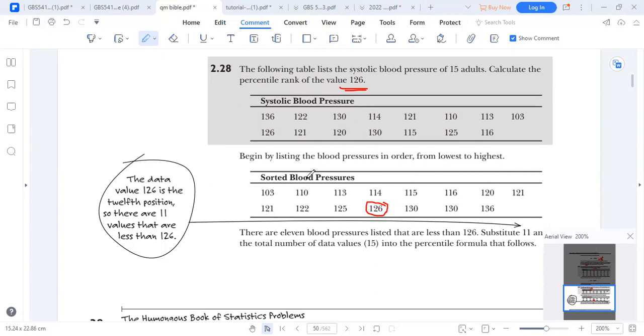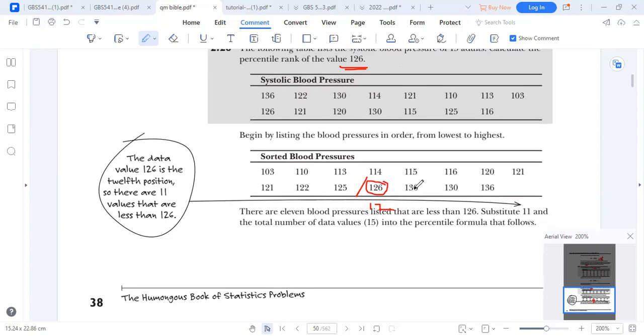After identifying it, how many are they? There are 1, 2, 3, 4, 5, 6, 7, 8, 9, 10, 11, 12, 13, 14, 15. Now, when we count this 126, it's on position number 12. Now how many figures are below it? We have 1, 2, 3, 4, 5, 6, 7, 8, 9, 10, 11. So the 11 values are less than 126.